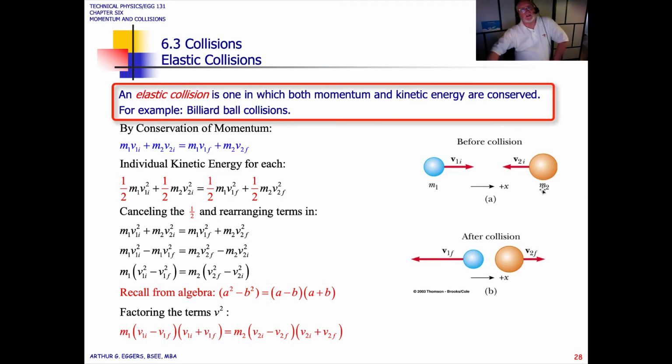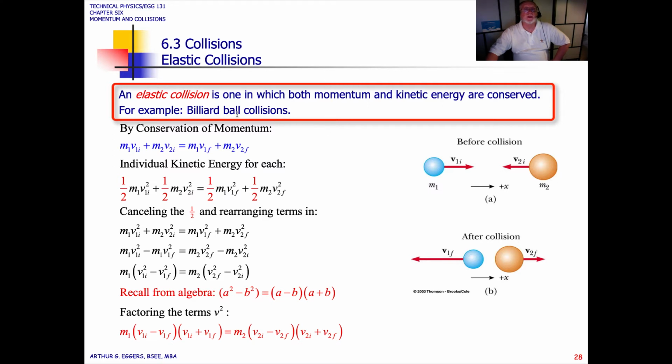Elastic collisions. Okay, so now we've seen the other two. Let's see what the elastic collision is about. An elastic collision is one in which both momentum and kinetic energy are conserved. So this is the case where both are conserved.